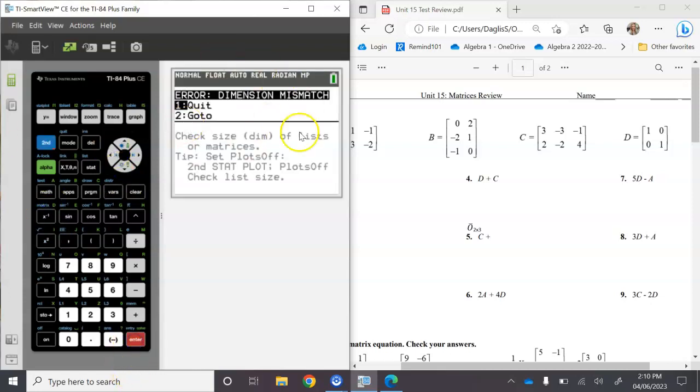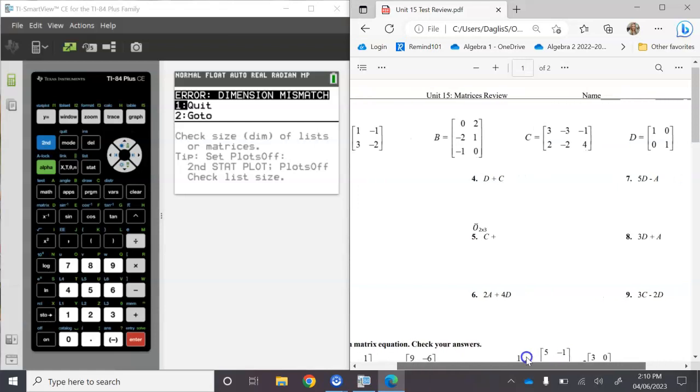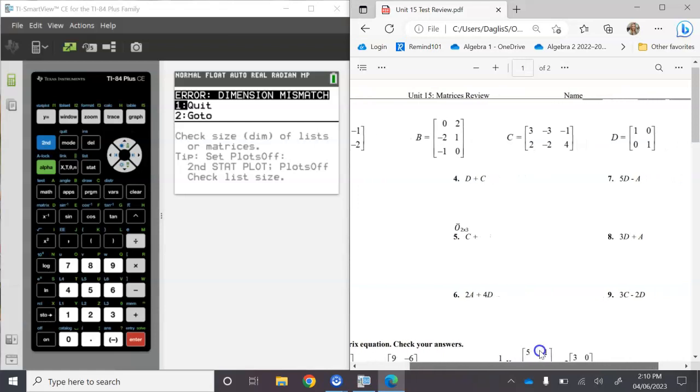this time, it's going to tell me error, and it tells me why. Dimension mismatch. Remember, when we're adding and subtracting our matrices, our dimensions have to be the exact same thing. So I cannot add together B and C. All we can add together on this list is matrix A and matrix D. They're the only ones that have the exact same dimensions, both 2 by 2s. I can't combine anything else. So down here, 3C minus 2D, I can't put those together. I already know that that's going to be undefined.